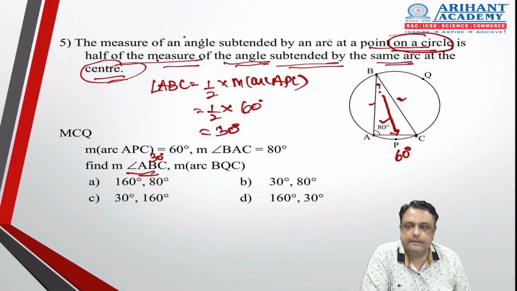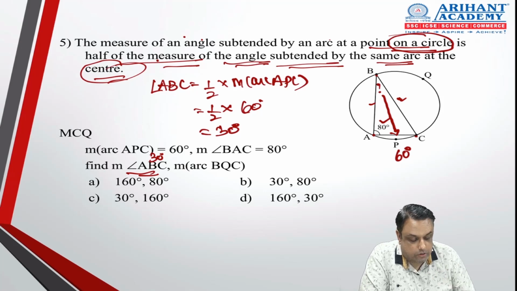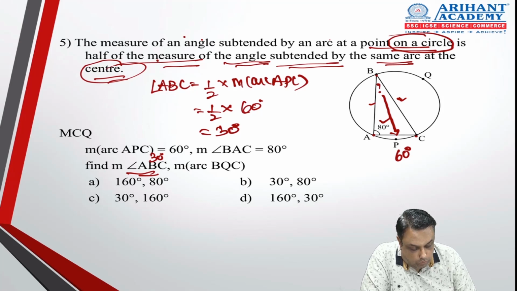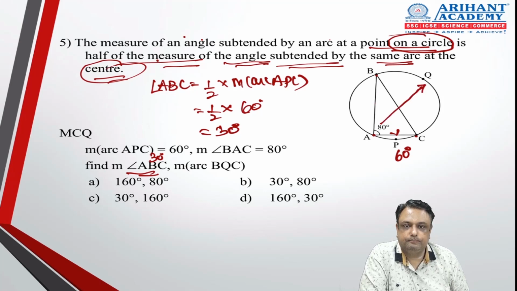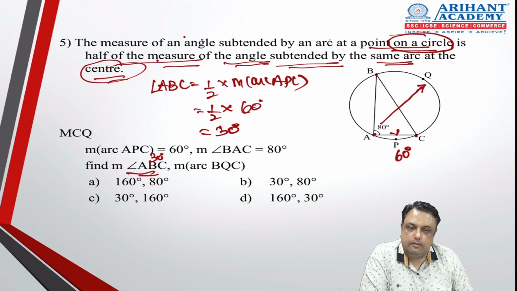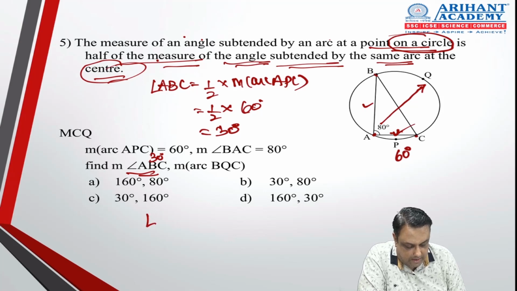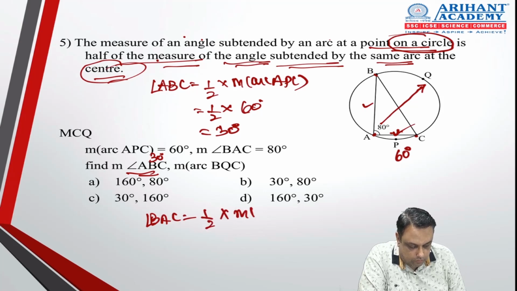Did everyone understand this? अब BQC चाहिए. तो if you see with respect to angle A के सामने ये आर्क आया BQC. A is a point on the circle, और A से दो रेज ओरिजिनेट हो रही हैं AB और AC, जो सर्कल को B और C पे कट कर रही है. So hence we can say angle BAC is half the opposite arc. तो opposite arc is BQC, inscribed angle theorem.